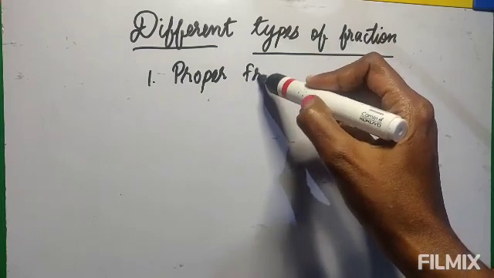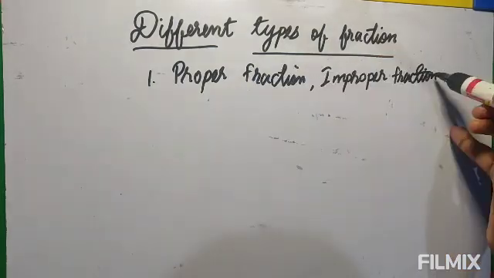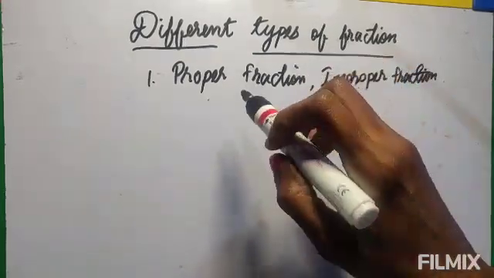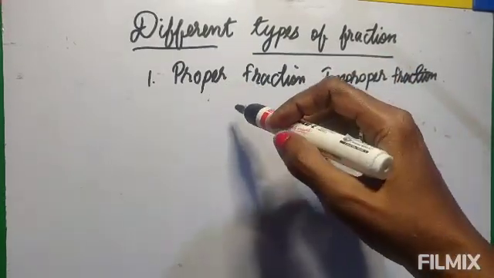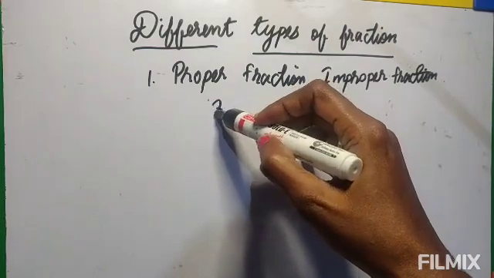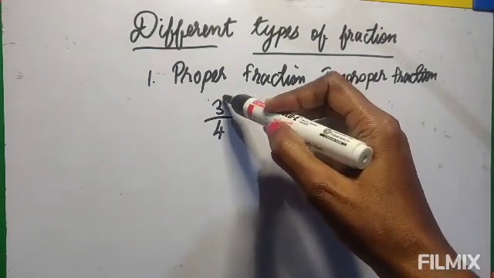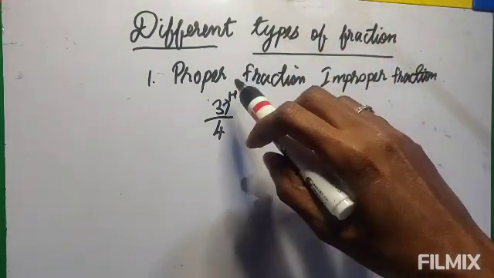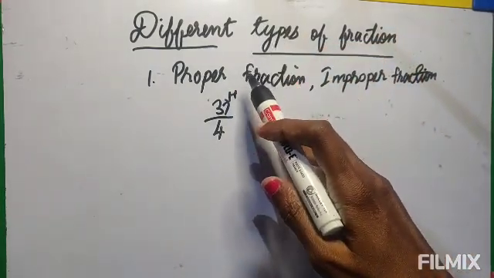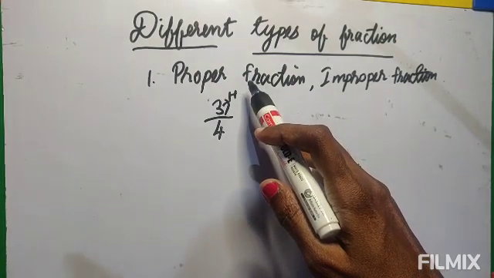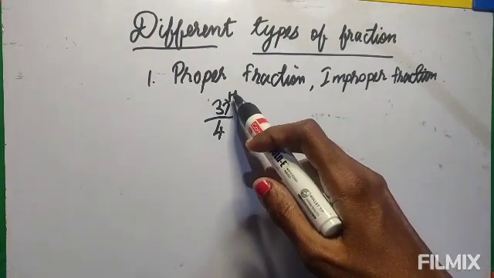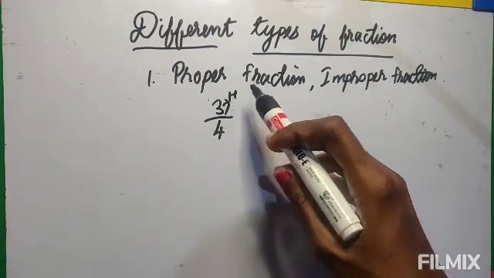Proper fraction and improper fraction. From the word itself I will explain now. See here in the fraction, let's take 3 by 4. Think of it: the top one, the numerator, is the head. If the head is small, then it can stand straight. I am giving you tricks to remember which is proper and improper.